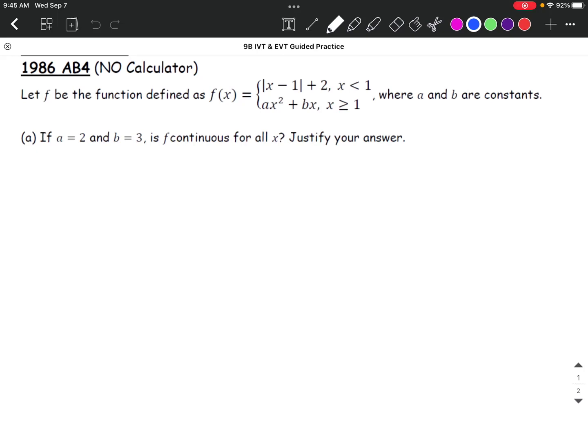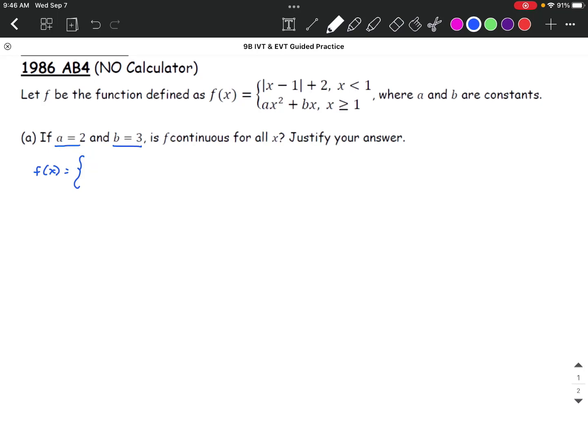We let f be the function defined as f of x equals that piecewise defined function where a and b are constant. So now they're telling us in part A, if a is 2 and b is 3, is f continuous for all x, and justify your answer. Remember, justify, you have to be very precise, you have to prove everything. So the first thing we're going to do is look at what this function is if a is 2 and b is 3. Well, then f of x would be the piecewise defined function, okay?